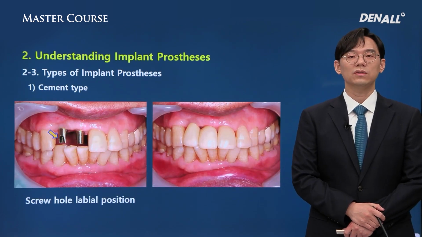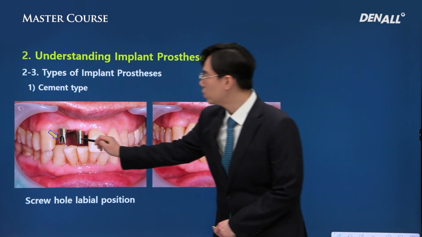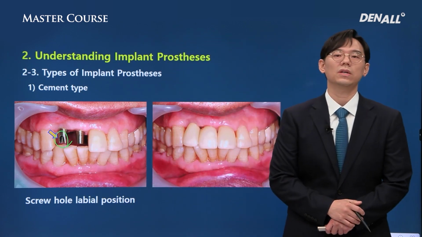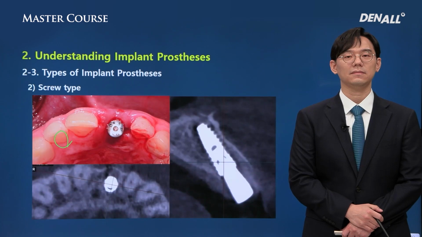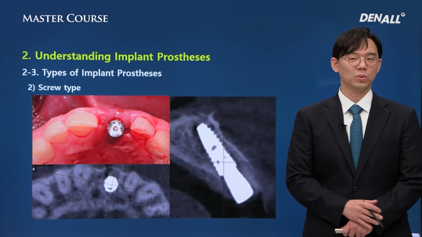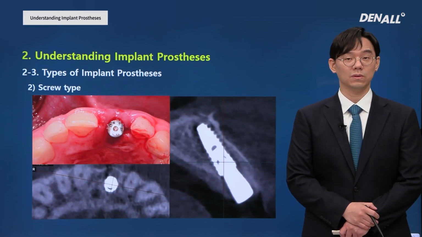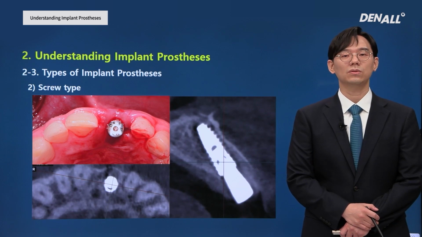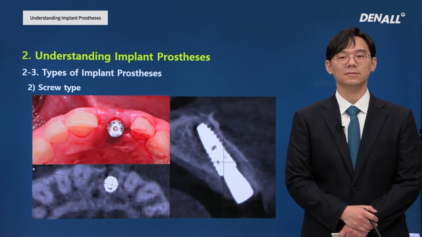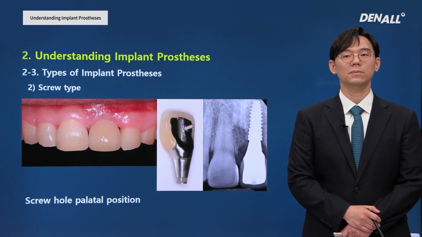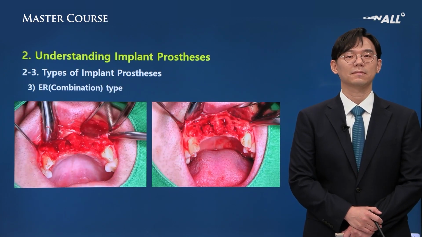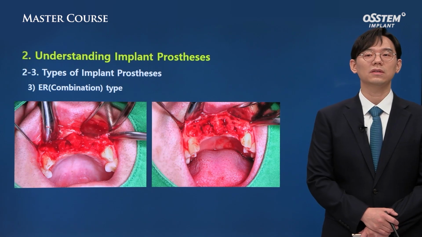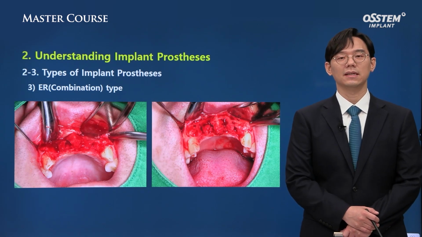For contour augmentation, decortication was performed, a xenograft was used, and resorbable membrane was used on top to complete the case. The screw hole is towards the labial side, therefore, cemented type prosthesis was chosen so that the screw hole can be covered. In upper anterior area, if the screw hole is towards the palatal and is unseen, then you can provide a screw type prosthesis. Screw hole is not visible here, therefore screw type prosthesis was delivered. What is most recommended is ER type.